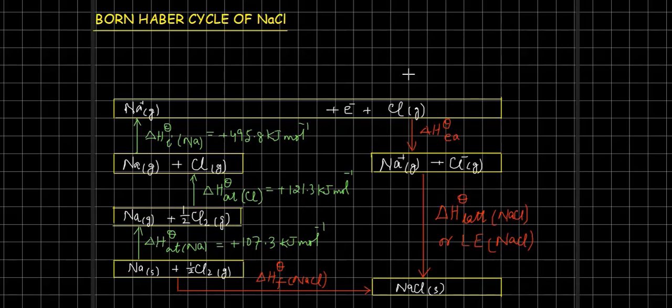So when we apply Hess's law, we can calculate the energy. So this is the direct step. The direct step will be equal to the sum of all these steps, to find out the lattice energy. So this is how we can calculate lattice energy. So first of all, we have to arrange. All right.